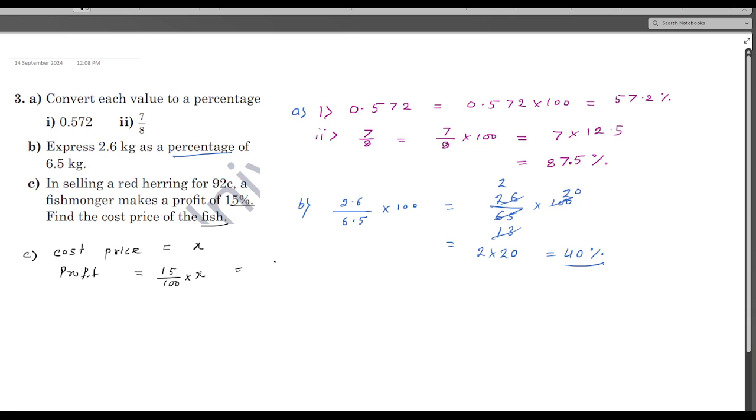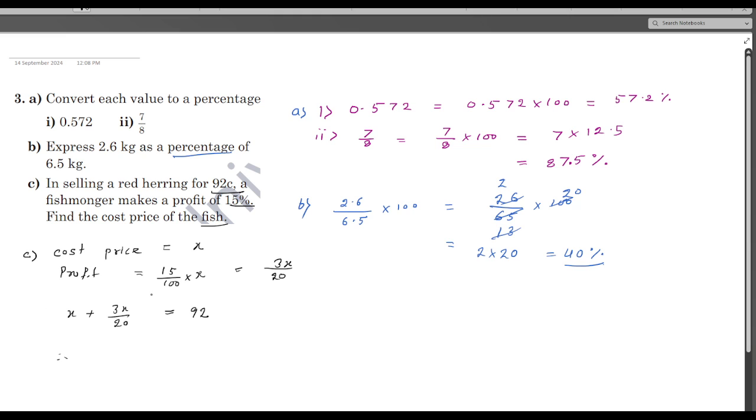So that is 3 divided by 20, dividing numerator and denominator by 5. 3 times 5 is 15, and 5 times 20 is 100. So 3 divided by 20 of X, so 3x divided by 20 is the profit. Now the selling price is 92 cents. That includes your cost price plus your profit.